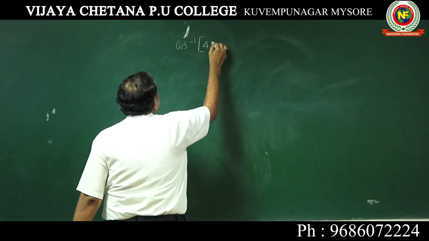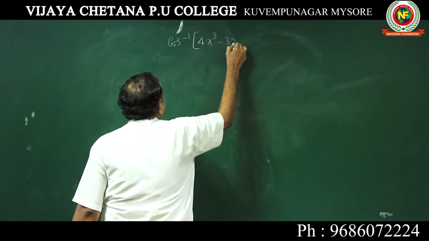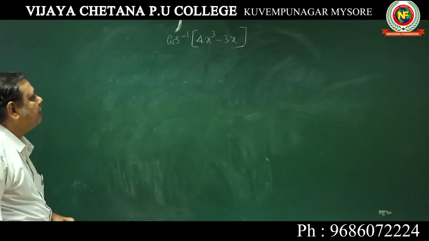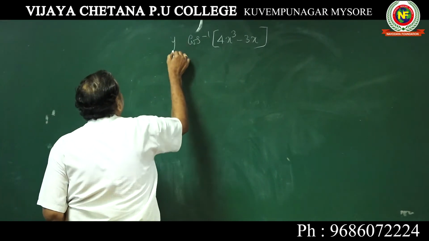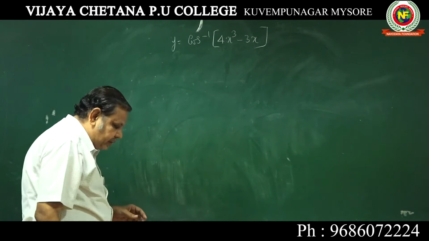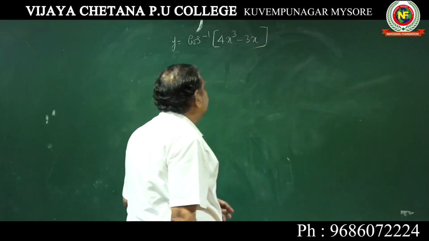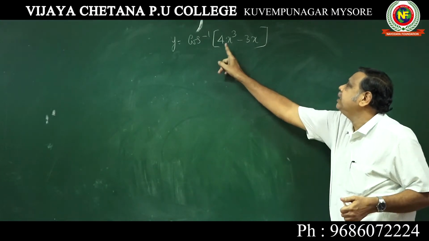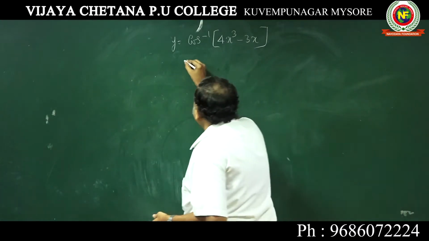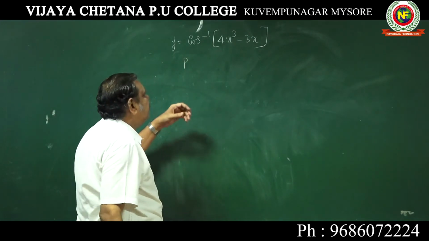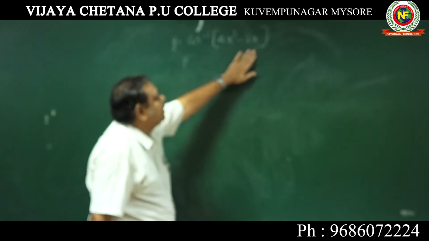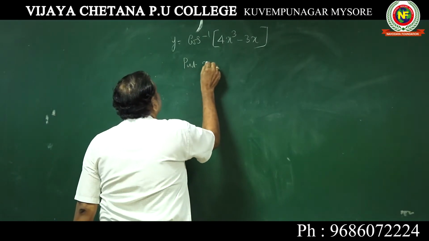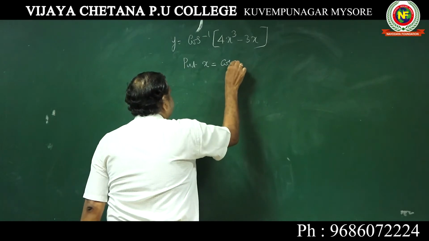Take 4x cube minus 3x. Another important problem: differentiate cos inverse of 4x cube minus 3x. Take it as y. I told you, you should not put x equal to tan theta. We are doing the problem where we are not putting x equal to tan theta. Here cos is there, so put x equal to cos theta, not sin theta. 4 cos cube theta minus 3 cos theta is cos 3 theta. That is the reason we have to put x equal to cos theta.